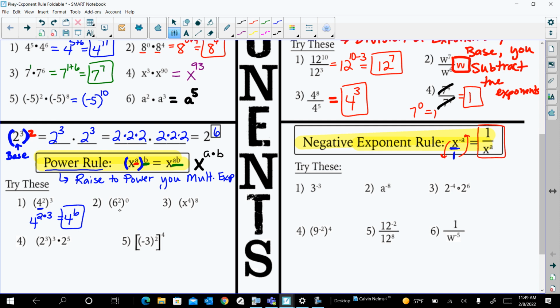What happens when you do 6 to the 2nd power times 0? It would end up being just 6 to the 0. But what is anything to the 0 power? 1. Yeah, that is our final answer. 1.